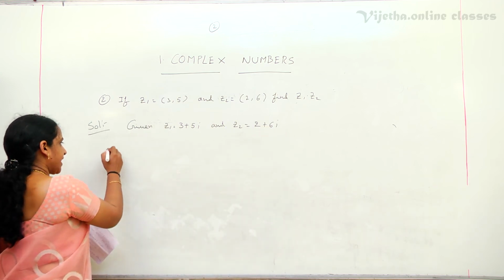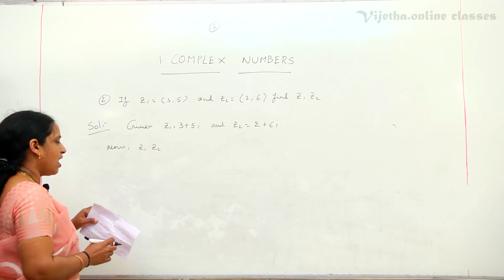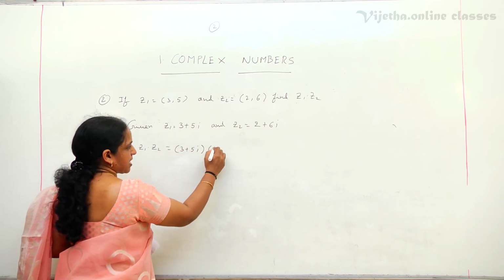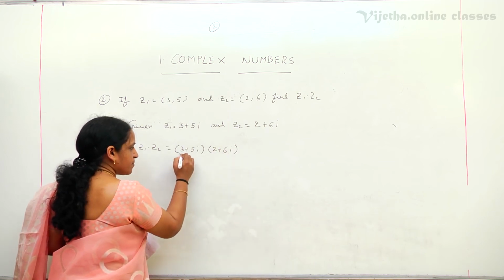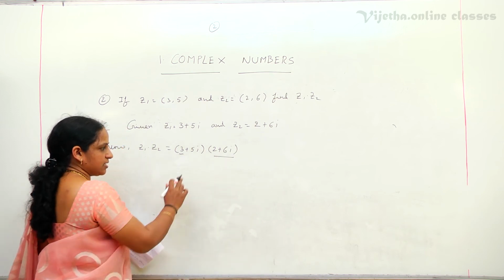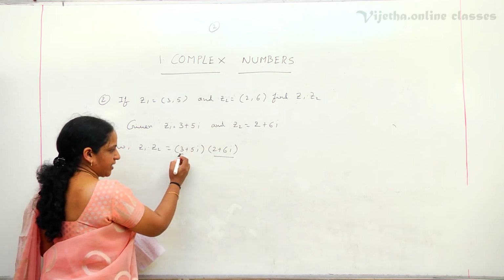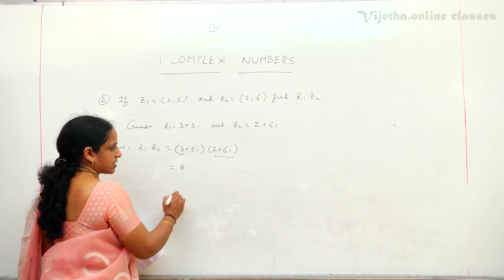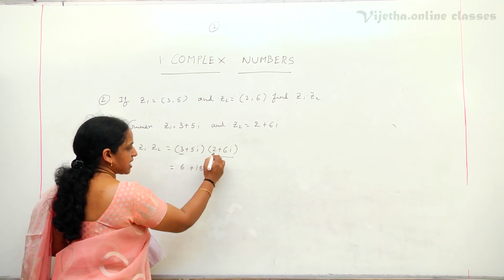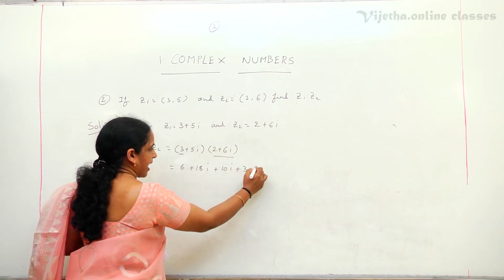Now Z1 into Z2 means multiplication, multiplication of two complex numbers or product of two complex numbers. How to multiply the two complex numbers? 3 plus 5i, 2 plus 6i. First multiply with the real part, 3 into 2 plus 6i. After that 5i into 2 plus 6i. So first of all 2 plus 6i is multiplied with 3. 3 2s are 6 plus 6 3s are 18i plus 5 2s are 10i plus 6 5s are 30i square.